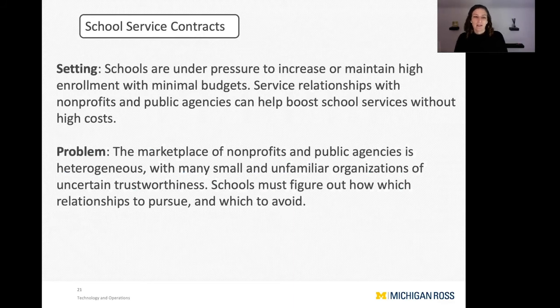And so the setting we look at is that schools are under pressure to increase or maintain high enrollment with minimal budgets. This is the post-recession reality for schools. And so what they've decided to do commonly is to have service relationships with nonprofits and public agencies to boost school services without high costs. This is a way to attract parents, advertise higher quality provision of services without having to spend more money, okay? The problem is this marketplace is really nascent. The nonprofits and public agencies are small, heterogeneous, and unfamiliar. And schools have to navigate this marketplace and figure out which relationships to pursue and which ones to avoid.